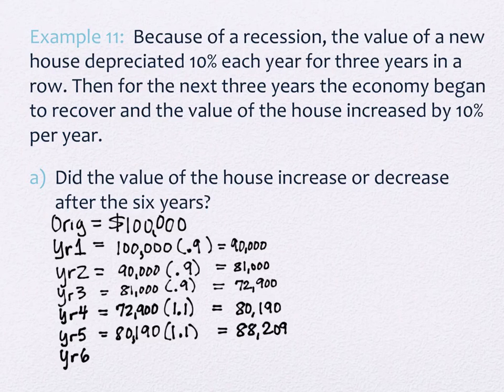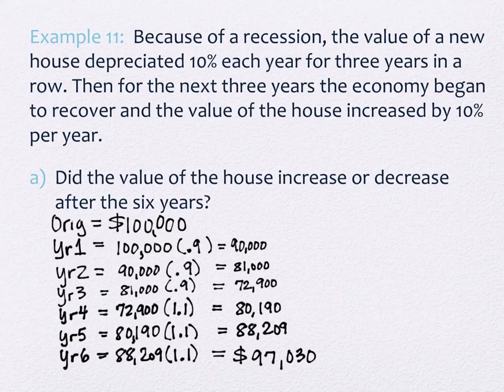Oops, almost said 5. We just did year 5. Year 6. We have our 88,209 going up by 1.1, right? 110%. What do we have? 97,029.9. Okay, I'm going to go to a whole number and just do 30. Is that okay? All right.